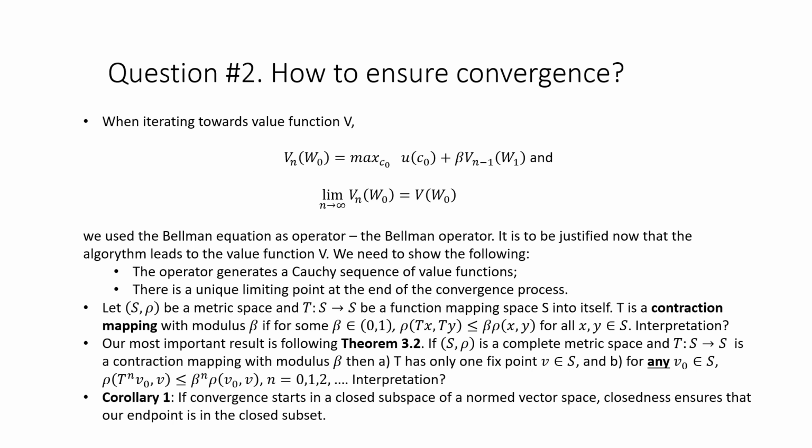It is a very useful result. So if we want to ensure that the use of the Bellman operator leads to the limiting function, the value function, we need to show that the Bellman operator is a contraction mapping. I will get back to this question shortly. So this is the first thing to know. Our most important result is the following. This is theorem 3.2. If we are in a complete metric space, and if we have an operator T, which, you can see, this is really important, maps the space into itself.